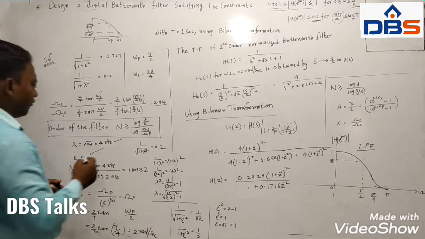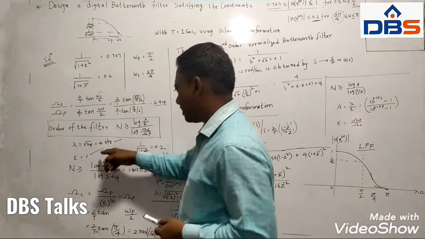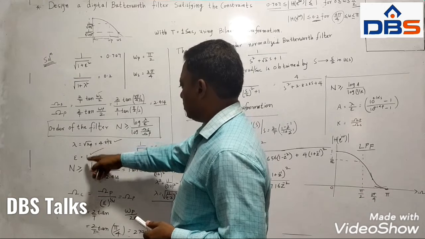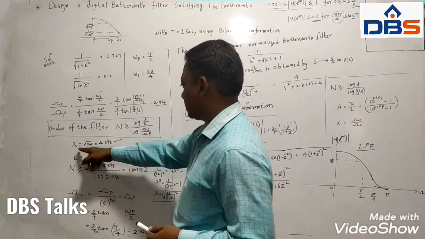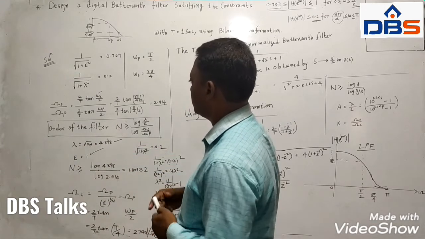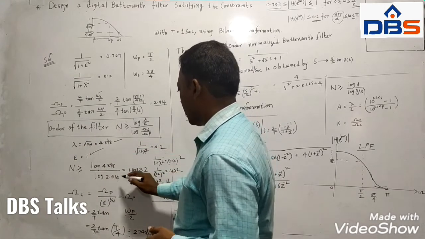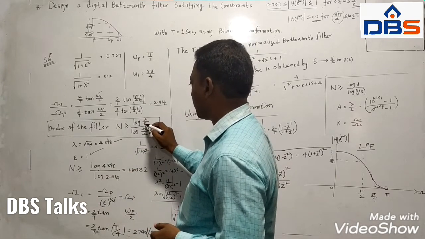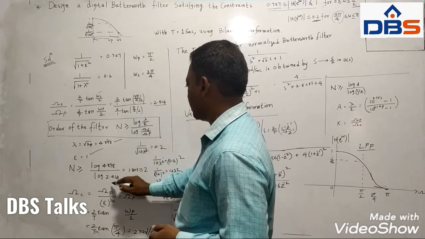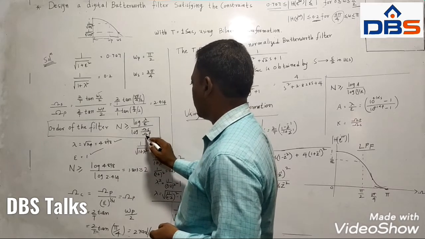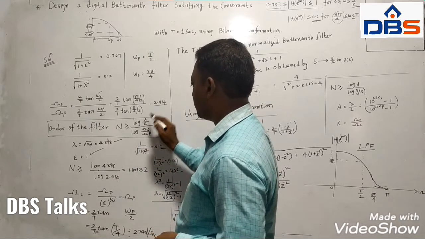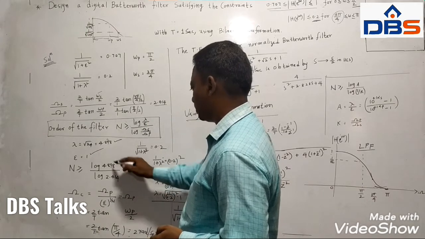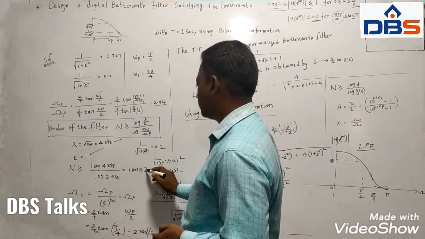Now lambda is 4.898, epsilon is 1. Now using these two values, lambda by epsilon, you see this equation for order: log lambda by epsilon means log 4.898 divided by log omega s by omega p. Omega s by omega p is 2.414. So you will get 1.803. If you simplify this, it is approximately 2.